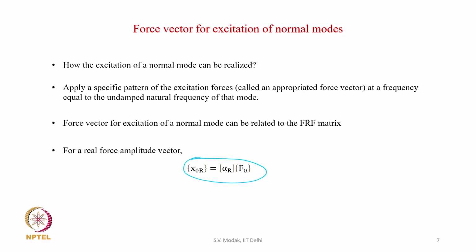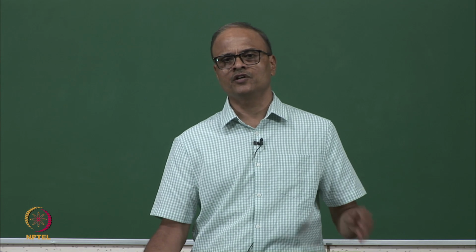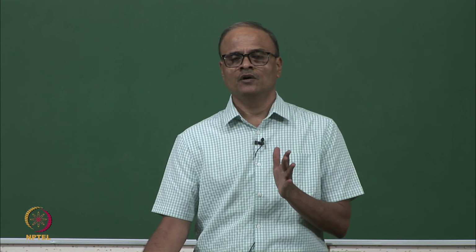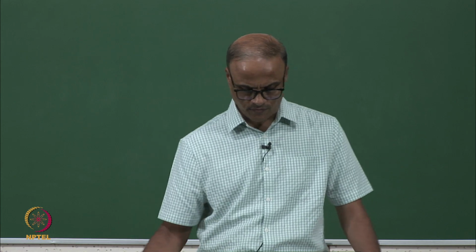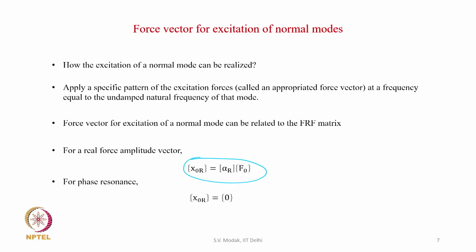And now we just saw that for the phase resonance condition, the real part of the response should be 0 when the force vector is real, right. So therefore for phase resonance the real part should be 0. So when the real part of the response is 0, the equation we get is that alpha r into F naught should be equal to 0. So this is the fundamental equation based on which the force vector can be estimated.